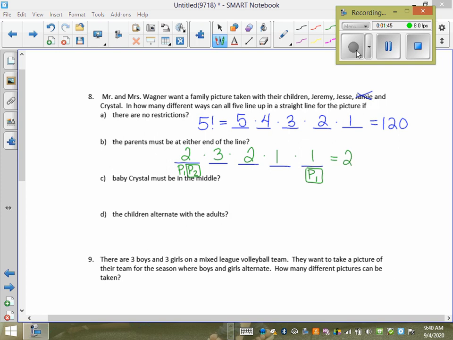Why can I write 2 instead of 2 factorial? What is 2 factorial? 2 times 1. And what's 2 times 1? 2. And why can I write 2 factorial? Because I'll show you. Parent 1 and parent 2 make up 2 times 1, don't they? So I could write 2 factorial for them. Or I could just write 2, because 2 factorial is 2, right? That's why on a test you'll never see 2 factorial, because 2 factorial is 2. So they just write it as a 2.